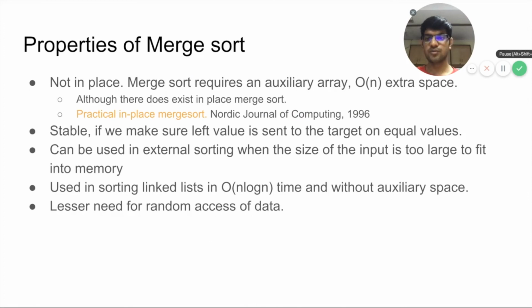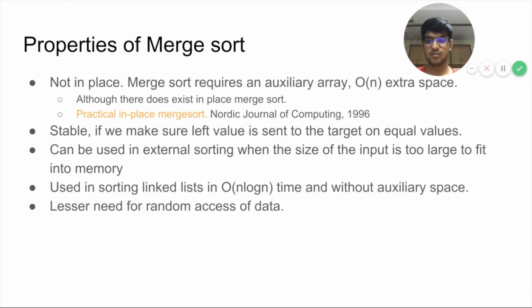Now let us look at a few more properties of merge sort. The implementation of merge sort that we saw above was not in place. Merge sort, as we implemented above, requires an auxiliary order n extra space, although there exists an in-place implementation of merge sort, for the details of which you can refer to the following journal. Merge sort is stable if we make sure that the left value is sent to the target on equal values. Furthermore, merge sort can be used in external sorting when the size of the input is too large to fit into memory. Now, the question arises, what is external sorting?